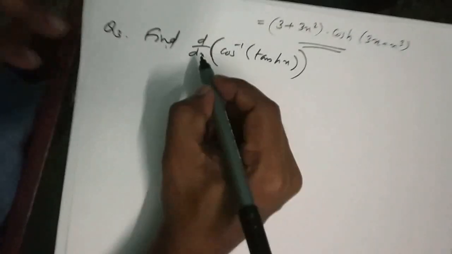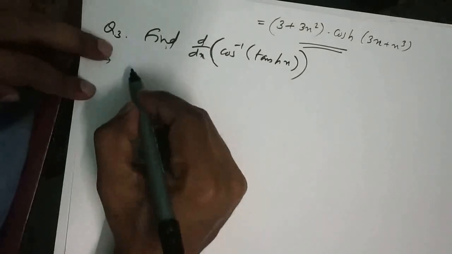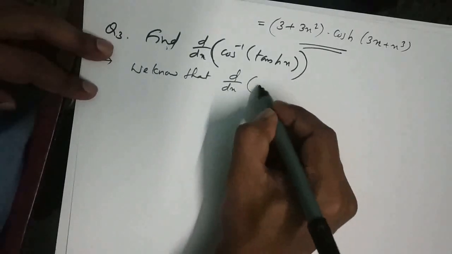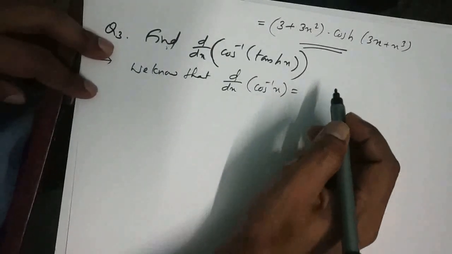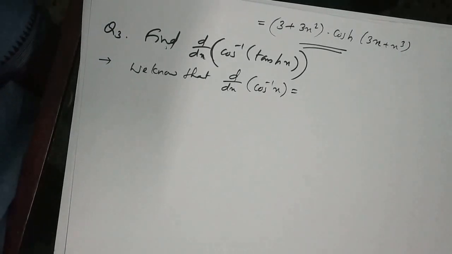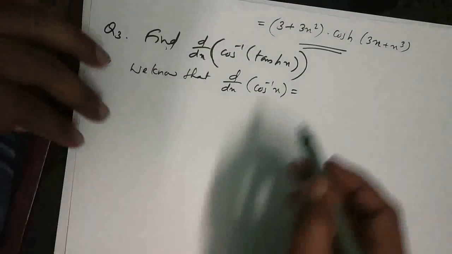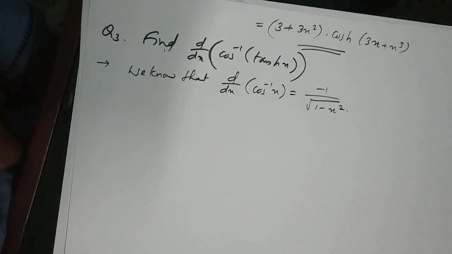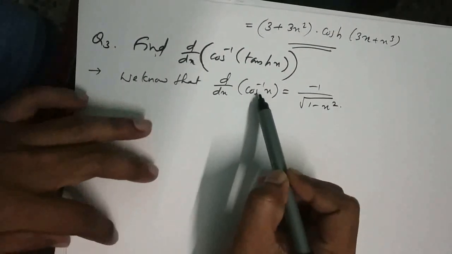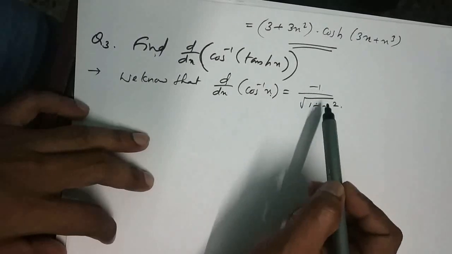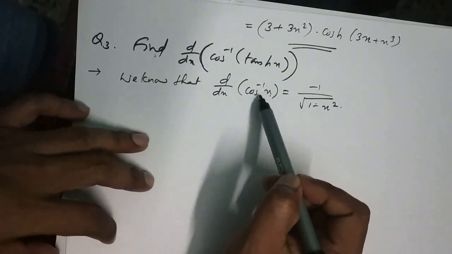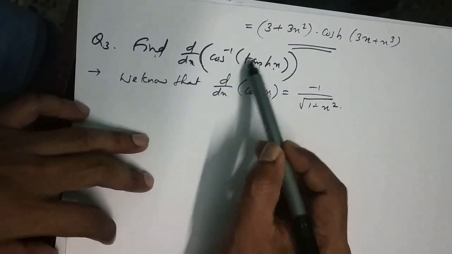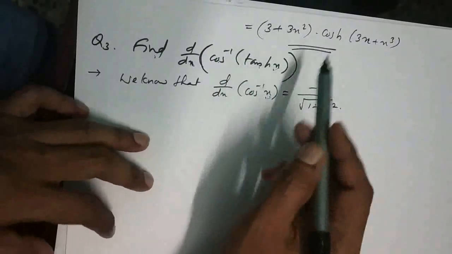Before that, we know that d by dx of cos inverse of x is equal to, what was that? Negative 1 by root of 1 minus x square. So here d by dx of cos inverse x is equal to negative 1 by root of 1 minus x square. So we need to replace x by tanh of x, and we need to multiply by the derivative of tanh x also.